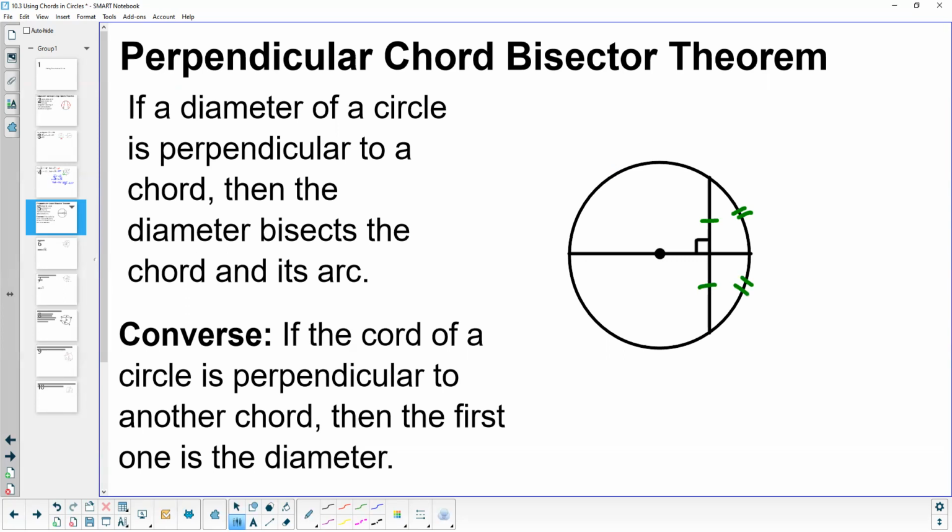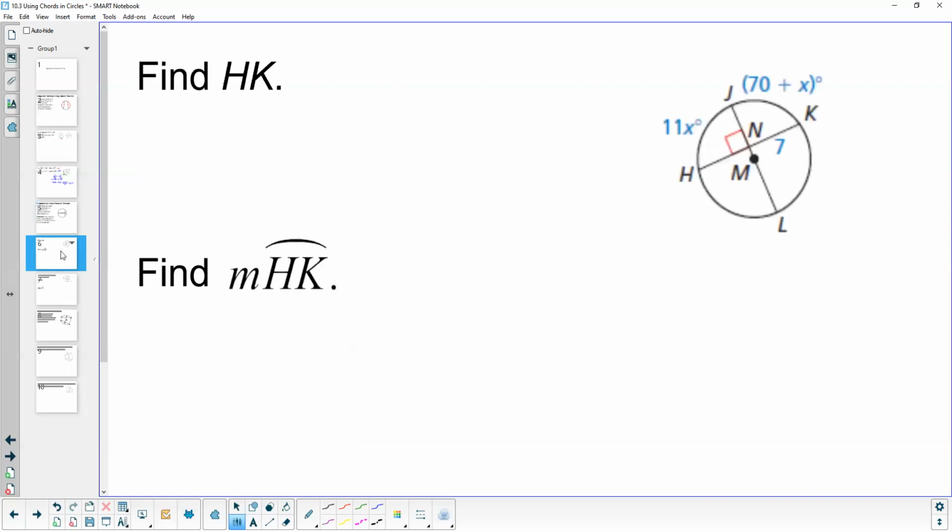The converse of it says that if we have a chord in a circle that's perpendicular to another chord, then that first chord is going to be the diameter. So let's take a look at how we can apply this. Looking at this circle here, we want to figure out what HK is. Well, HK is going to be this whole circle here.